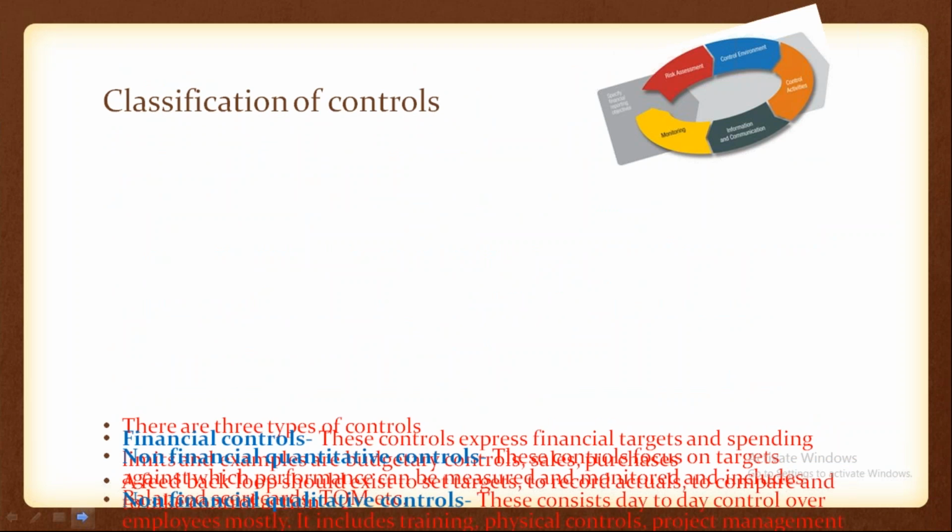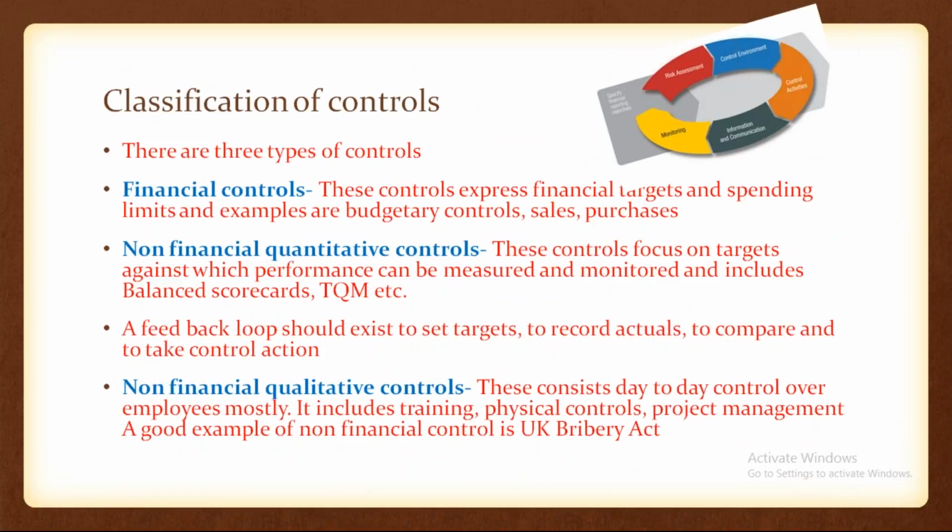Controls can be classified under three categories. Financial controls are basically monetary, in dollars, all that kind of control. Non-financial quantitative controls come from the balance scorecard, like the customer complaints, the number of rejects, etc.